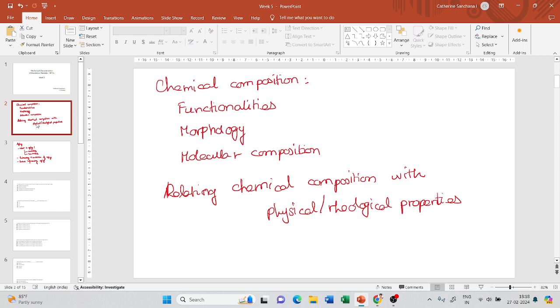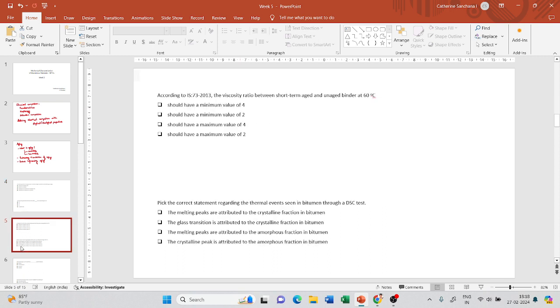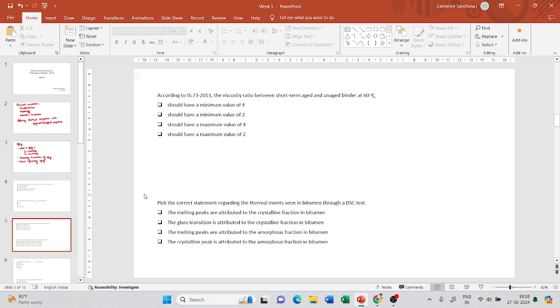First, we will finish the questions which are related to chemical composition. So first, we will begin with the questions. The first one is about aging. So all these are about aging. This question is on chemical composition. So let us begin with this question. Pick the correct statement regarding the thermal events seen in bitumen through a DSC test.